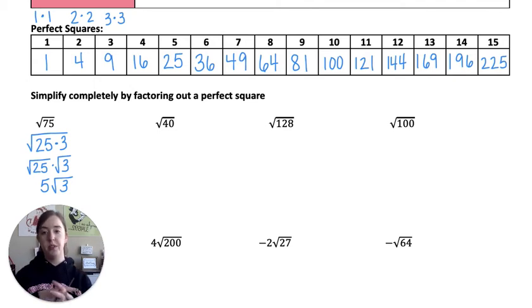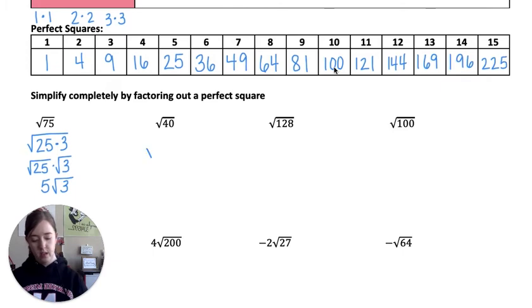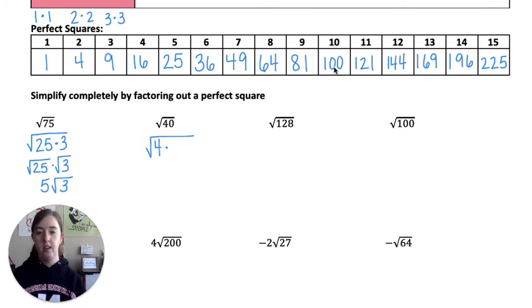Okay, let's look at the next one. We're trying to find the biggest perfect square that goes into 40. So we're going to start with the number that is less than 40, 36. 40 divided by 36 doesn't come out evenly. 40 divided by 25 doesn't come out evenly. 40 divided by 16 doesn't come out evenly. 40 divided by 9 doesn't come out evenly. 40 divided by 4, though, absolutely does. So I know 4 is the biggest perfect square that goes into 40. What do I have to multiply by 4 to get to 40? 10.